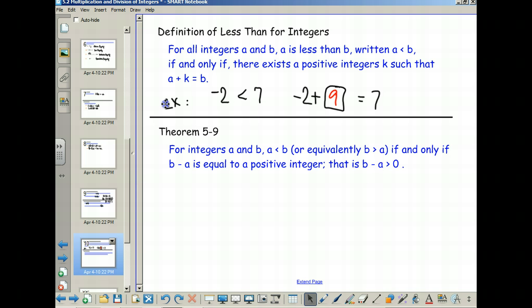And we can think about it like this as well. If we want to talk about a number being less than, another equivalent definition is if you have a number A less than B, or equivalently B greater than A, this will be true if and only if B minus A is a positive integer. That is, B minus A is greater than 0. And we can take that same example that I did above. One justification for saying that negative 2 is less than 7 is because 7 minus negative 2, which is 9, is a positive number.